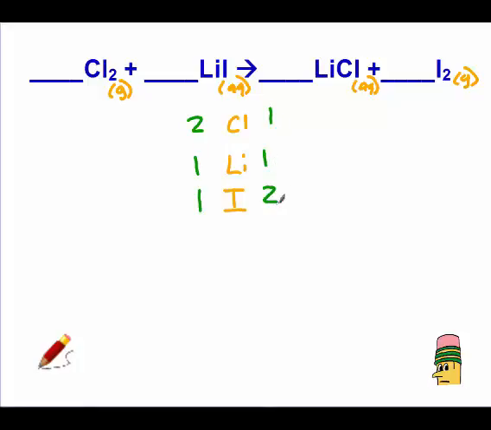So it doesn't matter which one I fix. I'll go and fix my chlorine first. I have 2 on this side, I need 2 on the products, so I put a 2 here. 2 times 1 is 2, and I have 2 lithium now. So now my lithium and my iodine are messed up. If I need 2 lithium on the reactant side, I can put a 2 here. 2 lithium, 2 iodide. So that is your balanced equation.